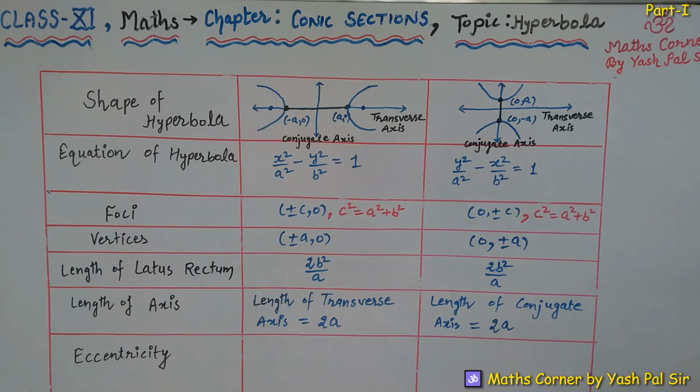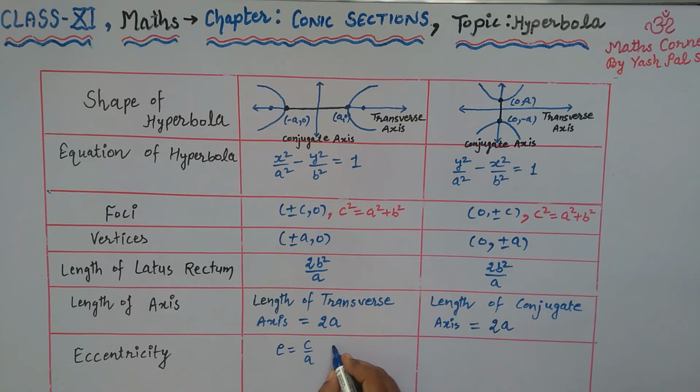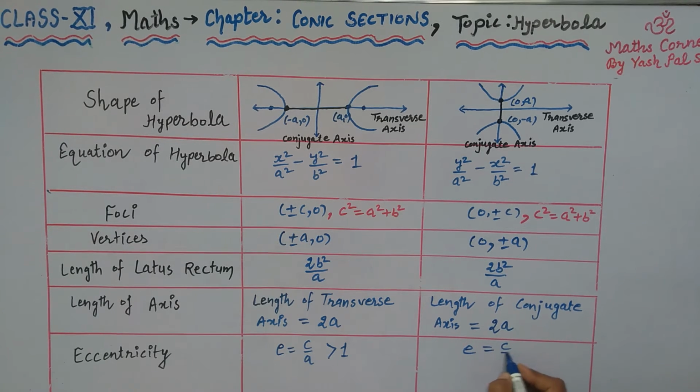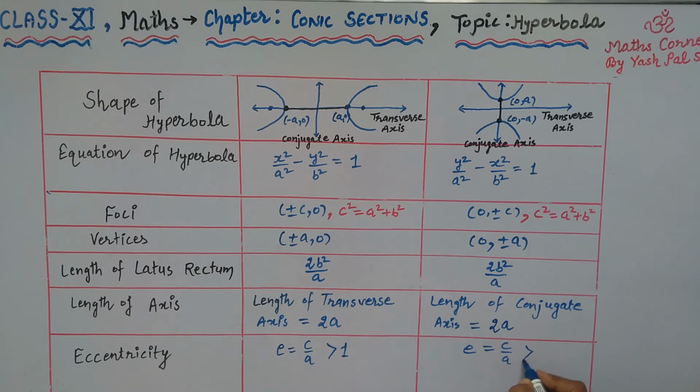Now what about the eccentricity of the hyperbola? Eccentricity is e equal to c upon a, and as this is discussed here, this is greater than 1. In this case also eccentricity is equal to c upon a. Here also the eccentricity is greater than 1. In each case of hyperbola, eccentricity is greater than 1.